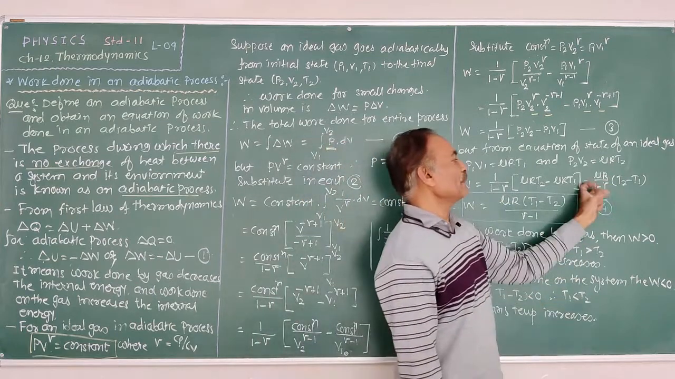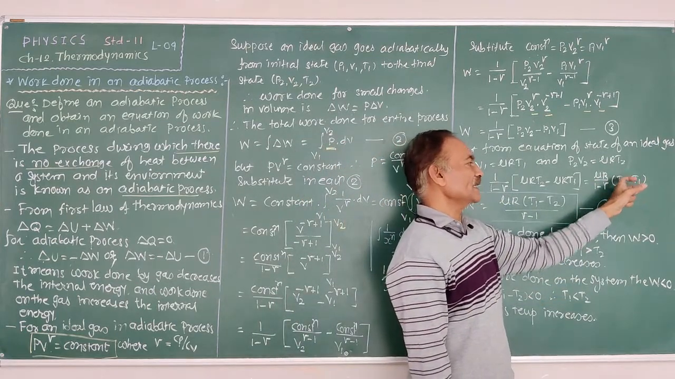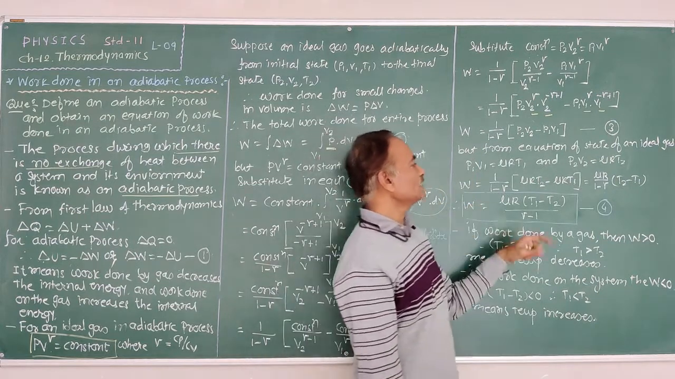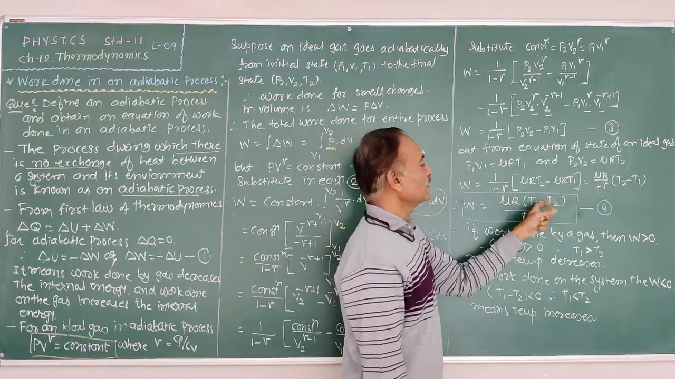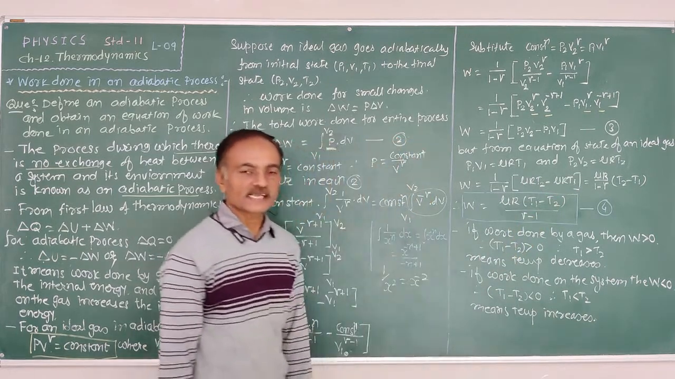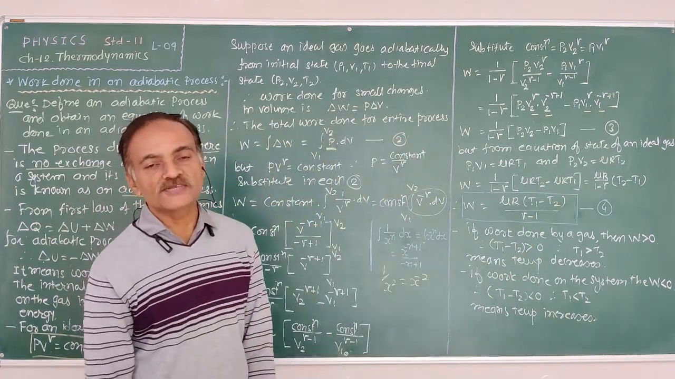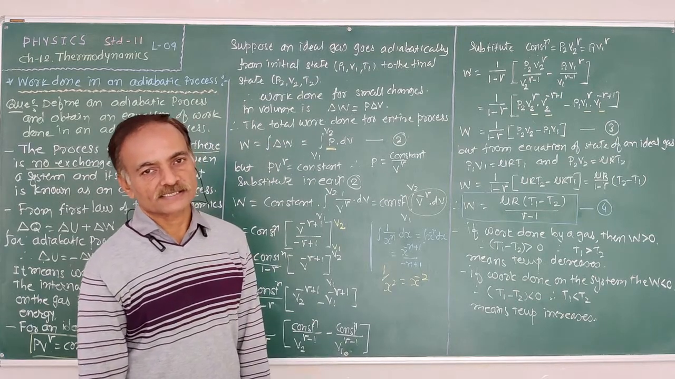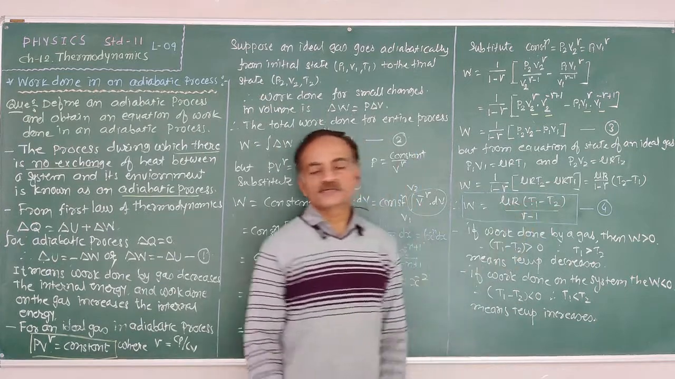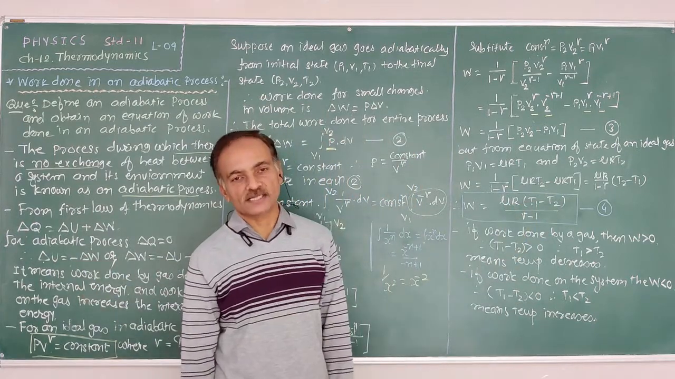Here it is gamma minus 1. So here the negative sign is common, T1 minus T2. Therefore, W is equal to mu R, T1 minus T2 upon gamma minus 1. That is the equation of work done for the adiabatic process, not isothermal.